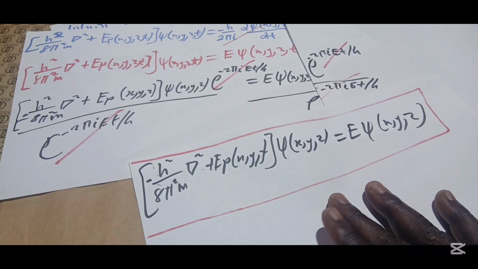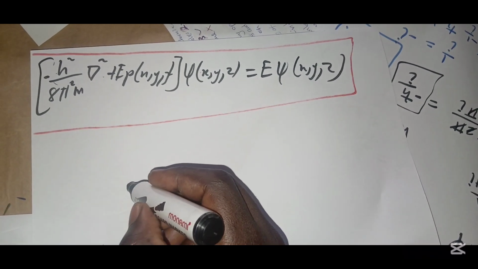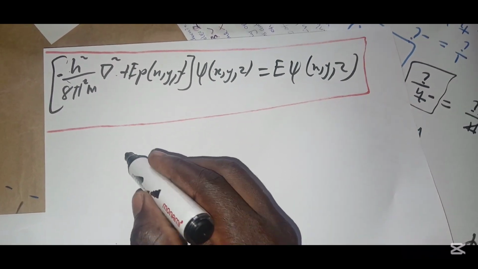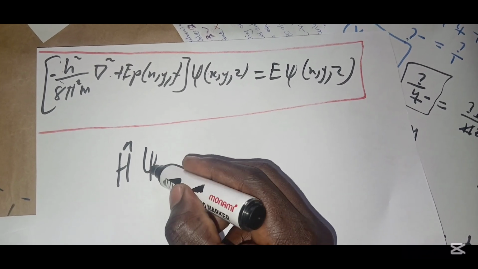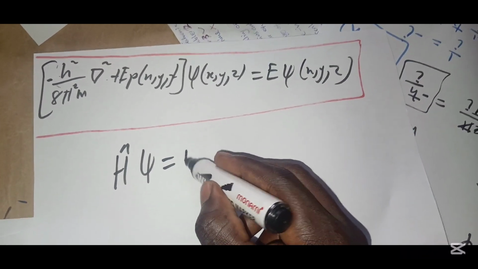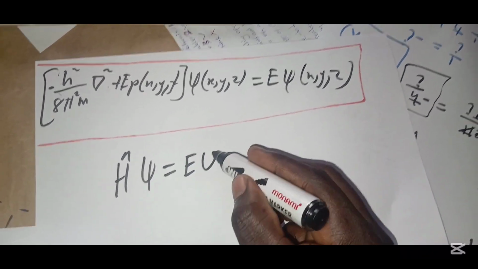There is a need to know this equation because it is of use to us in quantum mechanics. And this time-independent Schrödinger equation can be generally represented as H hat psi equals E psi.